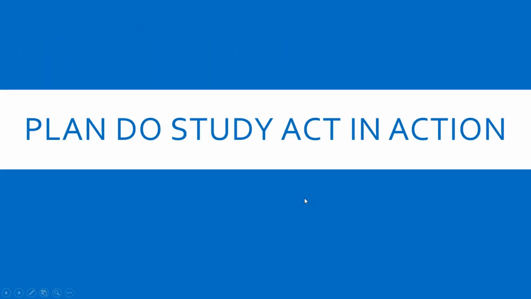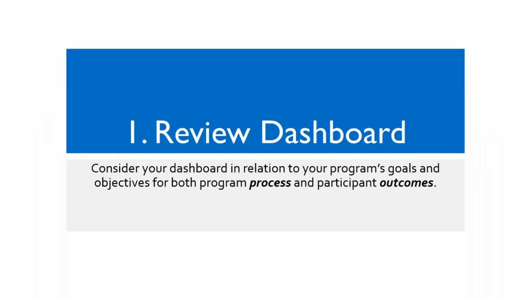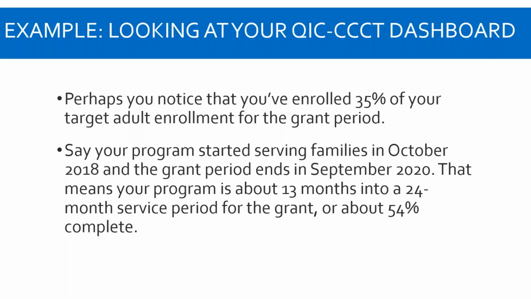So now we wanted to give an example of what Kristen was talking about, plan, do, study, act, and what that might look like in action with a QUICK dashboard. The first step would be looking at your dashboard, just as we just did, and thinking about both your program's process and outcome related goals. For example, suppose you looked at your dashboard and noticed that your enrollment is lower than you'd like, particularly given where we are in the grant period.